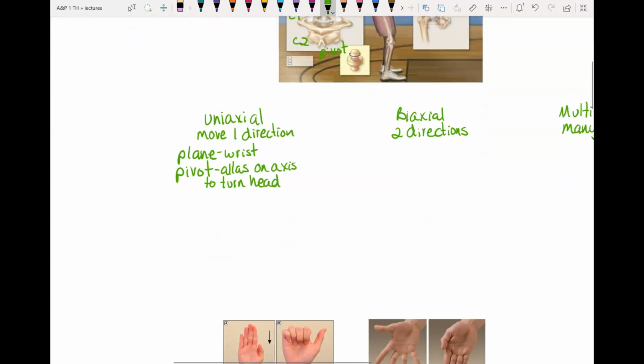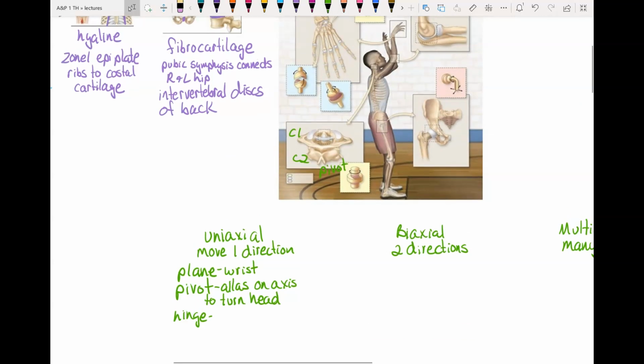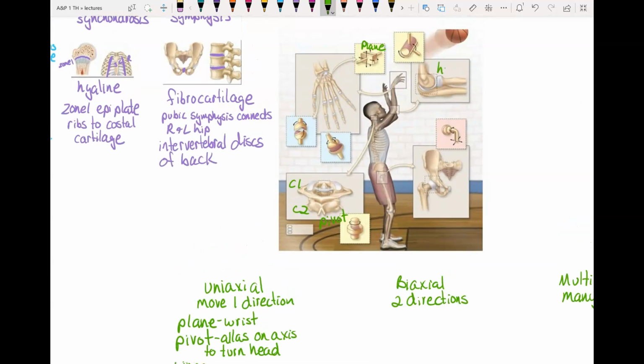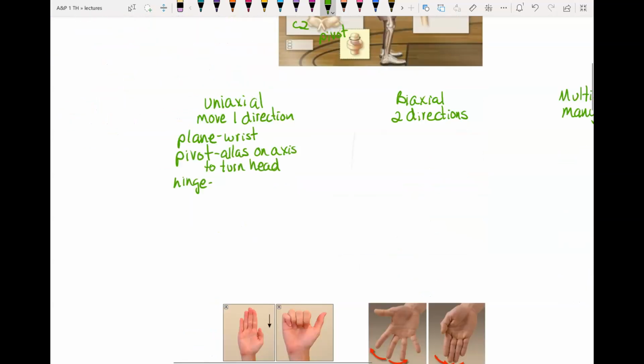Then our third uniaxial is the hinge. So just think of like a hinge on a door, right? So here we have the elbow as an example of a hinge. The knee is the other major hinge in the body.